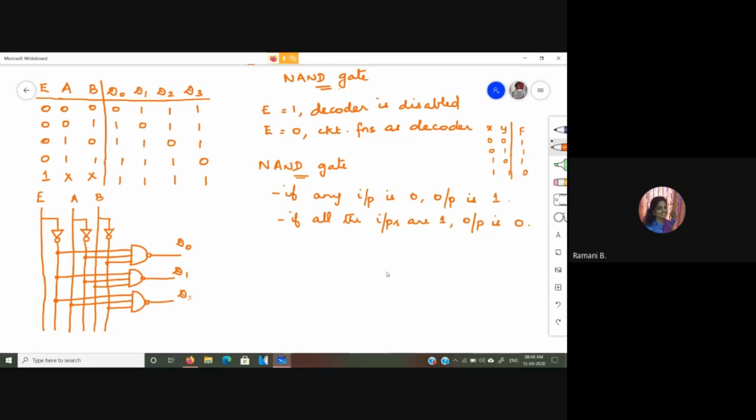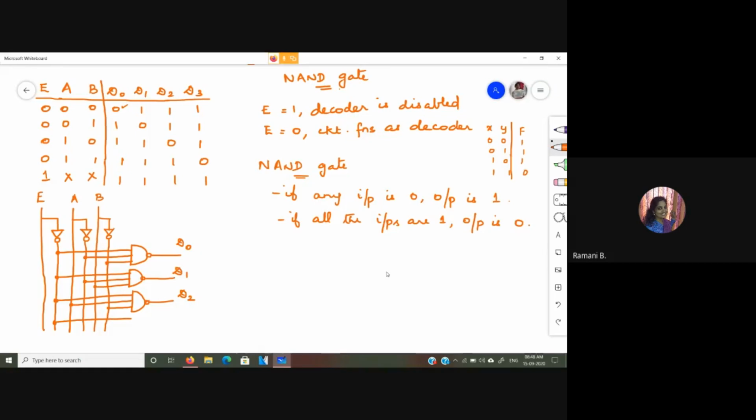Ma'am, E bar is 1, no ma'am? E is equal to 0 means E bar becomes 1. So in the first case, E bar, A bar and B bar are all 1. That's why this output alone is 0. Right? Okay. Nice.